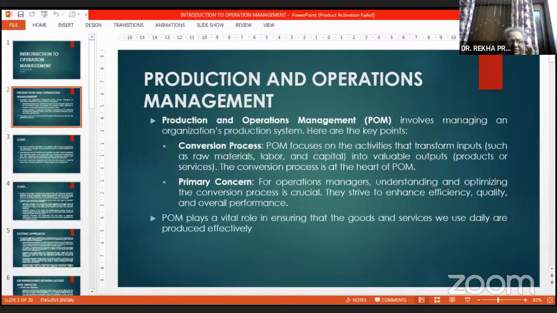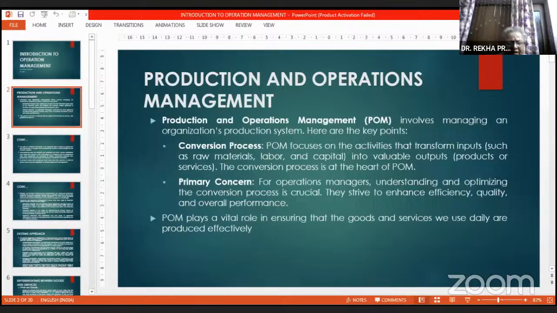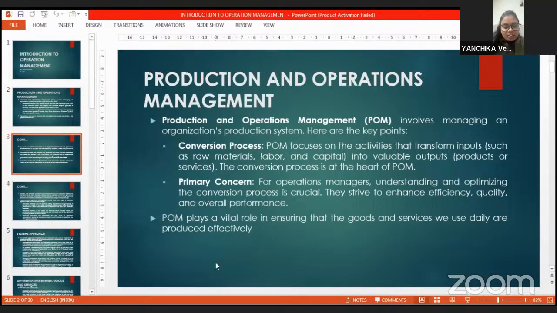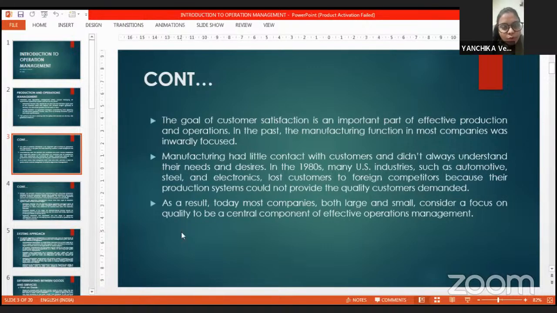Next one. Can you see it? The goal of customer satisfaction. Yes, ma'am. Ma'am, it's only the first slide I can see. Second, you are not able to see? No, ma'am, I'm not able to see. Okay, there's some problem. Just one second. Now it is visible. Yes, ma'am. Okay, read it.